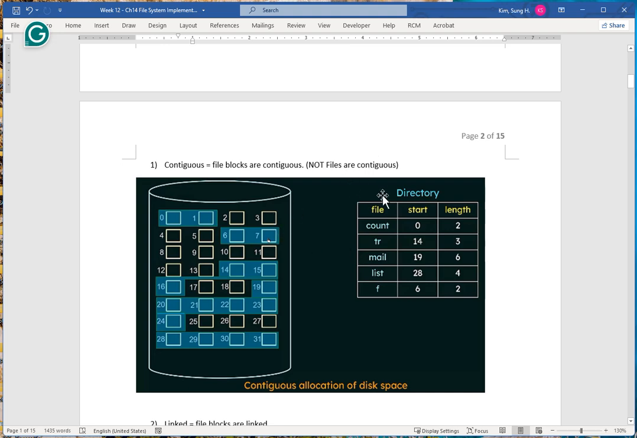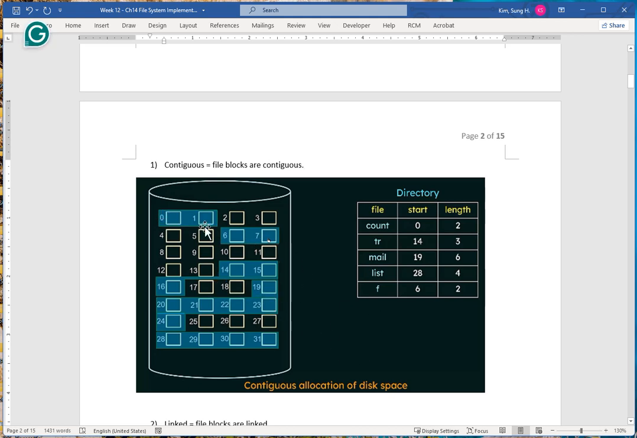So the blocks are contiguous. I guess maybe this is not very helpful, so let me get rid of that. Okay. Anyway, hopefully that makes sense, it's pretty simple and straightforward.